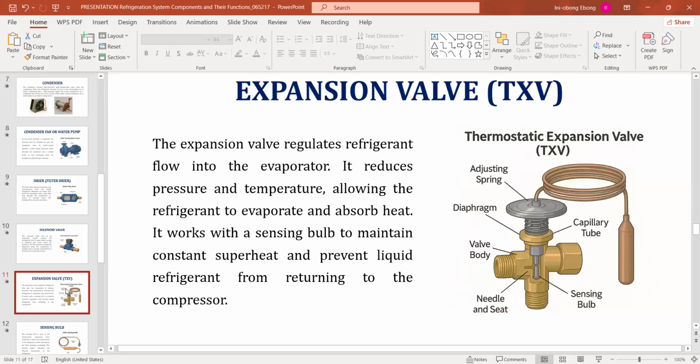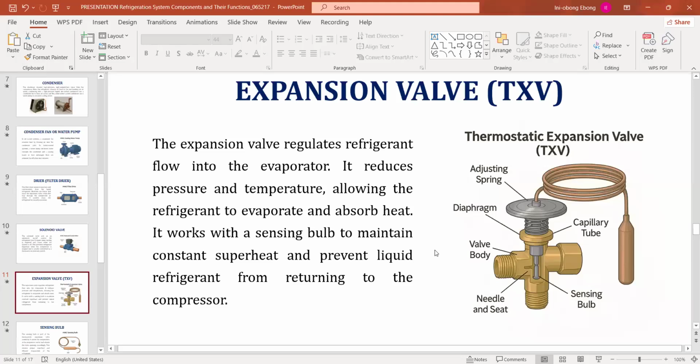And this is your thermostatic expansion valve, TXV. In some systems, it's a capillary tube. They are all doing the same function. The expansion valve regulates refrigerant flow into the evaporator. It reduces pressure and temperature, allowing the refrigerant to evaporate and absorb heat. It works with a sensing bulb to maintain constant superheat and prevent liquid refrigerant from returning to your compressor.